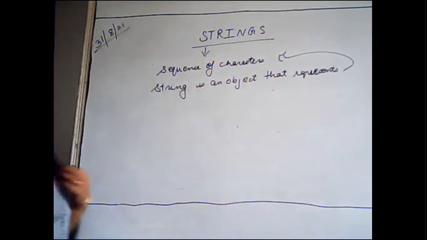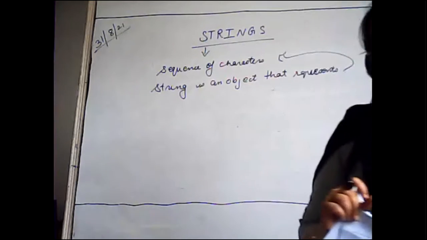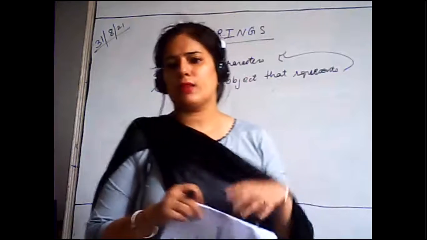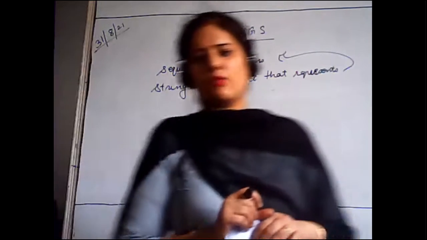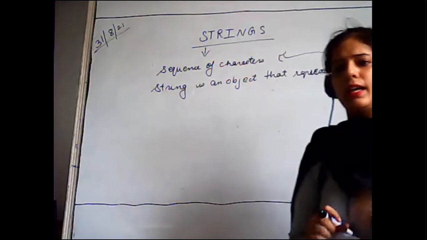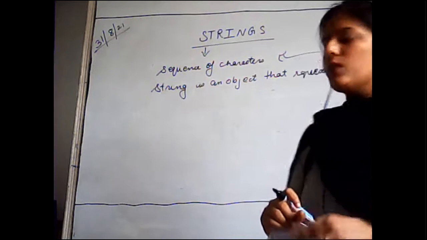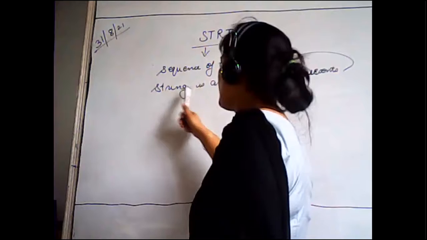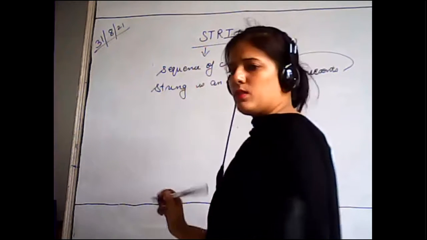Okay, students, in today's session, we will discuss the strings part. So strings, how we represent a string, that is a sequence of characters. So in Java, basically, we represent this string as an object that will represent a sequence of characters. Okay, so in Java, we use string as an object, but it will be representing the sequence of characters that we will be using.